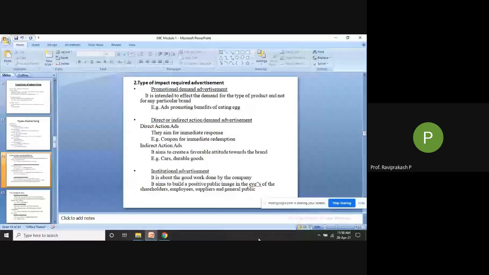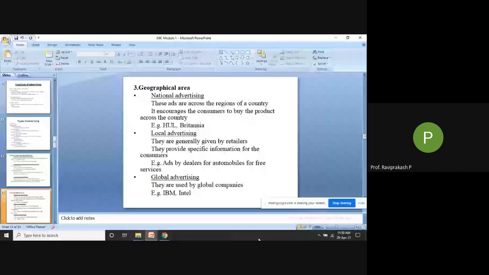So there are three kinds of advertising: national, local, and global. So from small to big, we can go local, national, or global. So national advertisements, these ads are run all across the region of a country or the whole country basically. It encourages the customers or consumers to buy the product across the country.